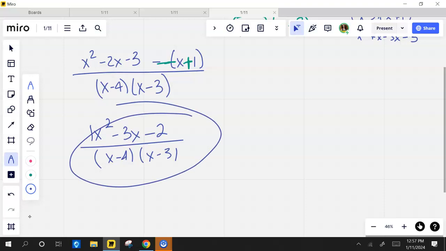Did you get it right? How many of you got it right? Start to finish. A couple of you. Good job.